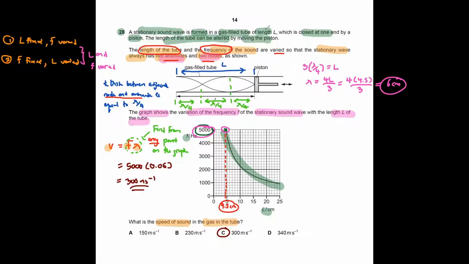Now you could likewise repeat your calculations for any point on the graph. It could be that maybe you want to use this point, this point, this point, or this point. You can. Any point you choose would give you an answer that's close to C. In my case, I choose the first point because it's the most convenient one to use. So that one is question 28. Then I move on to 29.